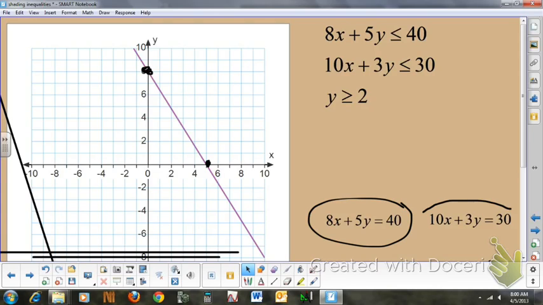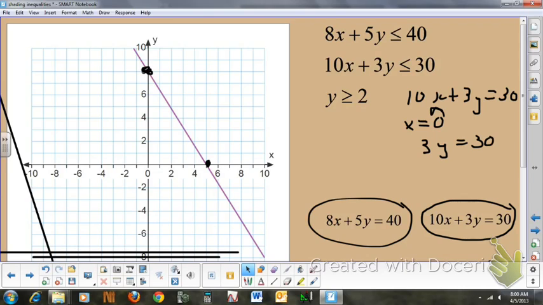Now we're going to do the same thing with this one, and we're going to use the x and y intercept method. So we're going to get 10x plus 3y equal to 30. We use x is 0, we stick that in, and we're going to get 3y is equal to 30. So the y-intercept is at 10, the point 10.